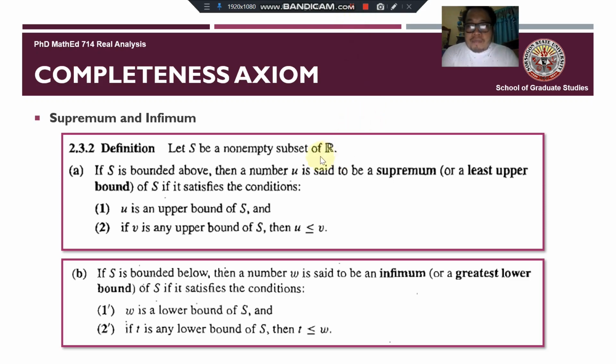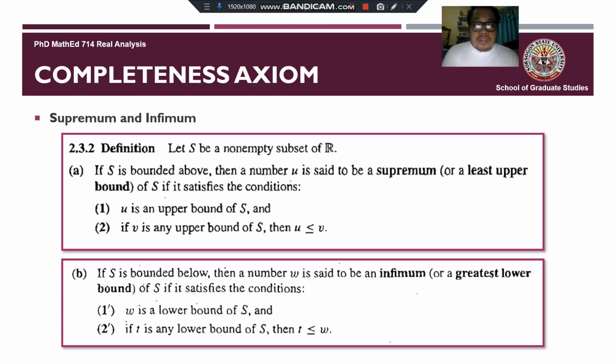According to its definition, let S be a non-empty subset of the set of real numbers, in which if S is bounded above, then a number U is said to be a supremum or a least upper bound of S if it satisfies the conditions. Number one, if U is an upper bound of S, U should be a member or an element of the upper bound of S. So we cannot consider a supremum which is excluded from the upper bound of S.